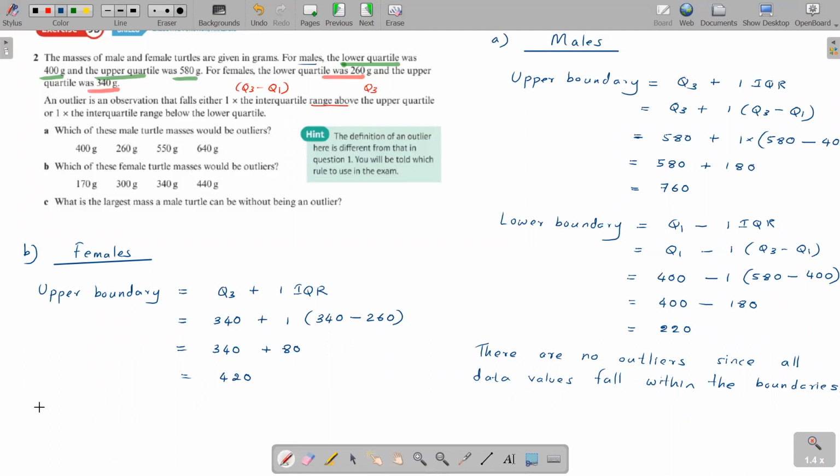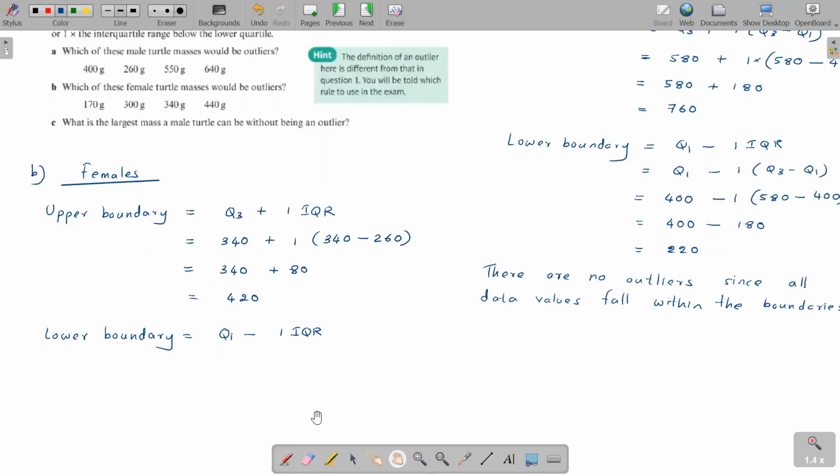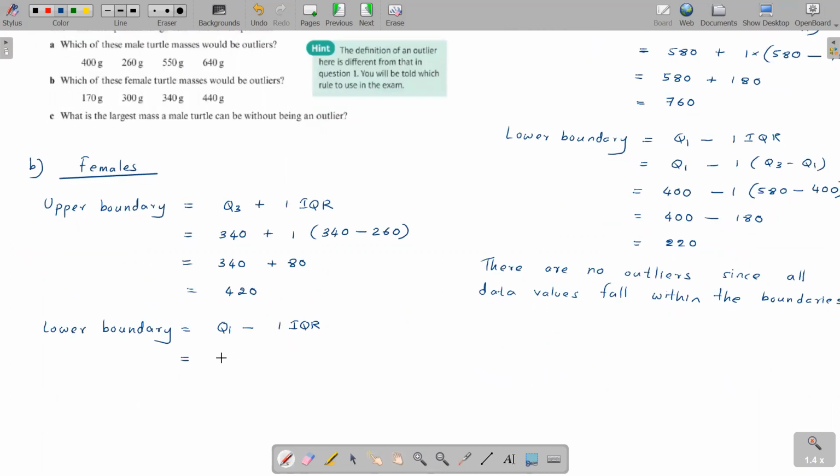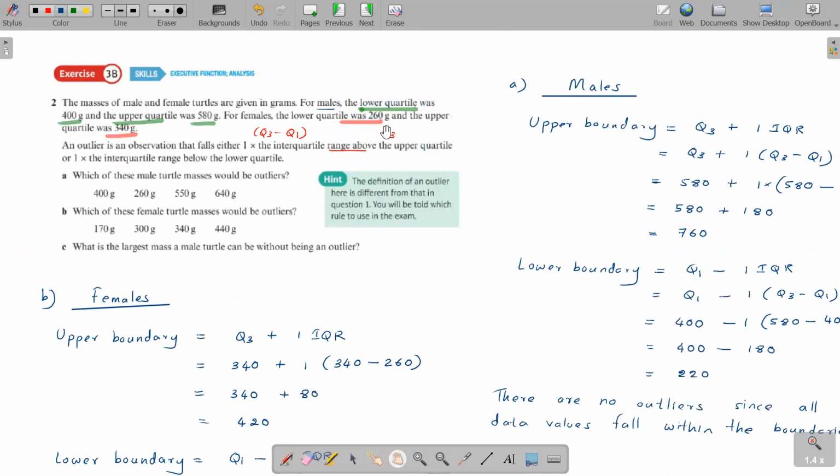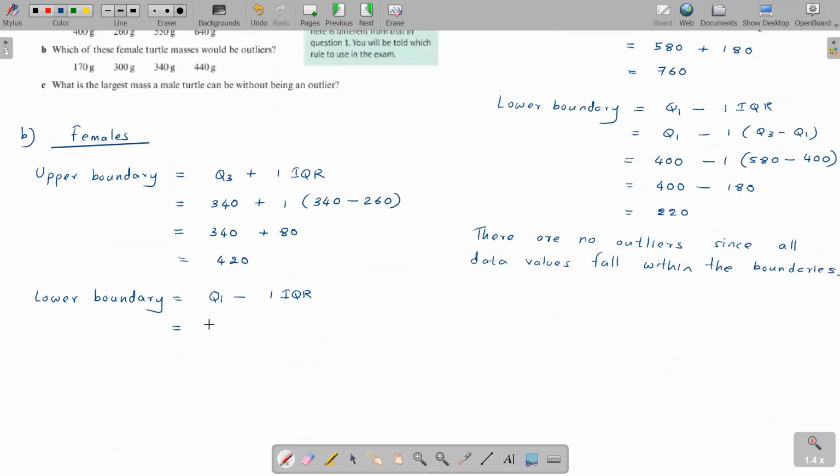And then what about the lower boundary? Q1 minus 1 times interquartile range. Q1 was given in the question. Q1 was 260. 260 minus 1 times interquartile range, which is 340 minus 260. Remember, you have to use the weights of the female turtles now. So how much is it? 260 minus 80, right? Which is 180.